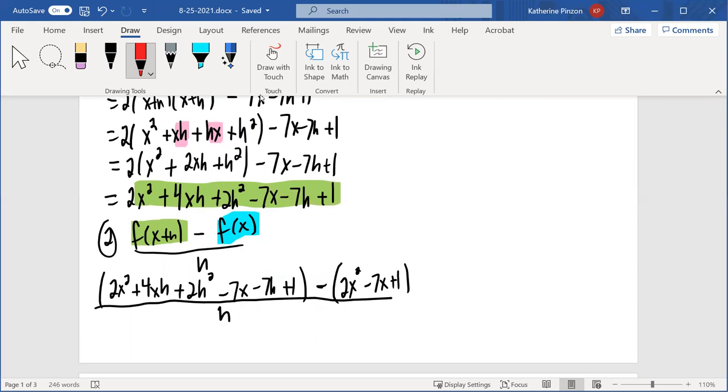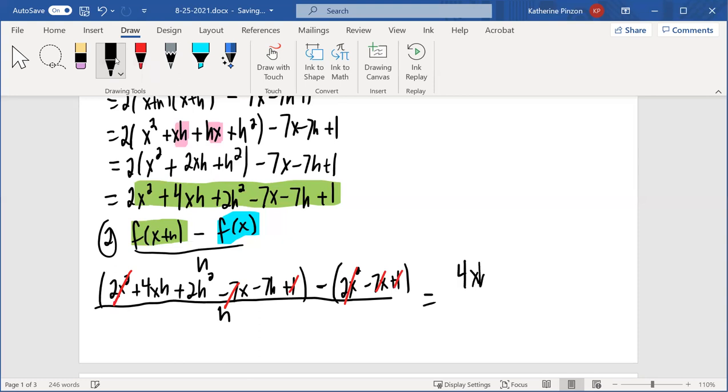Okay, here's a hint. When you do this part here, at this step, every term that doesn't have an h in it should hopefully cancel. So what you notice is that we have a 2x squared in the first term minus a 2x squared in the second term. Those are going to cancel, yeah? We have a negative 7x in the first term minus a negative 7x in the second term. Those are going to cancel. We have a 1 in the first term minus a 1 in the second term. Those are going to cancel. So every term that doesn't have an h in it should cancel out.